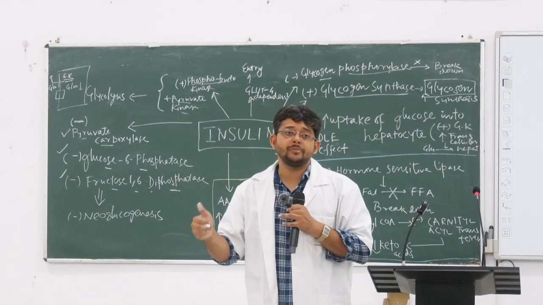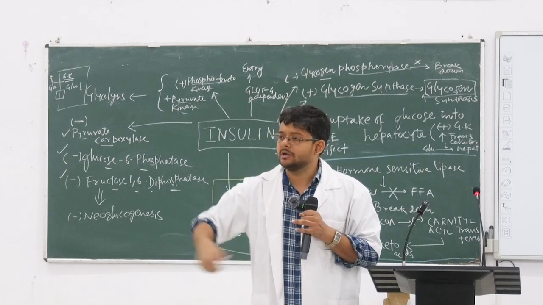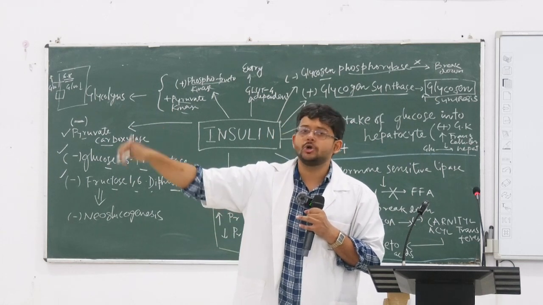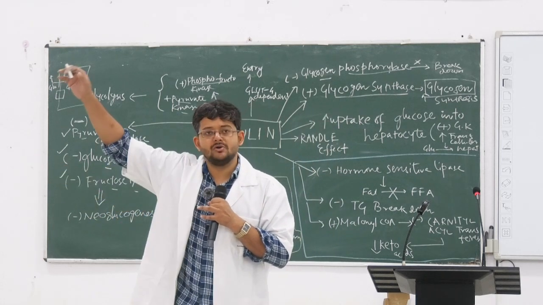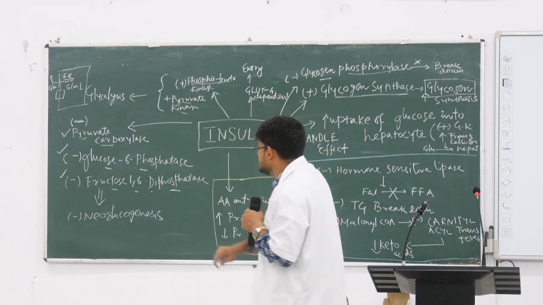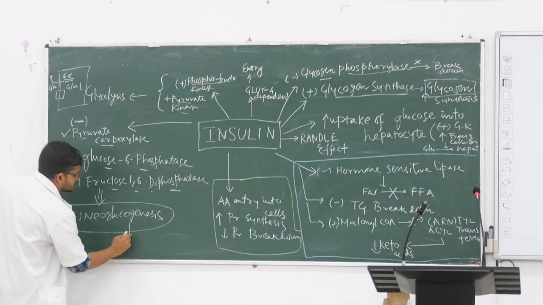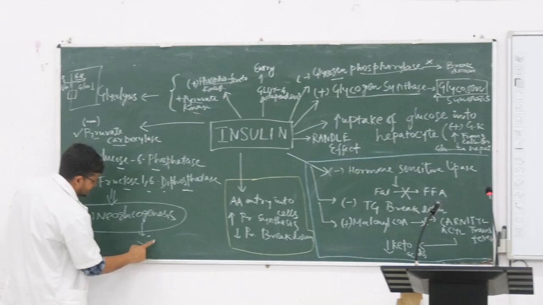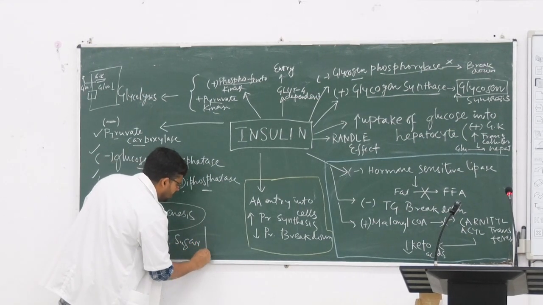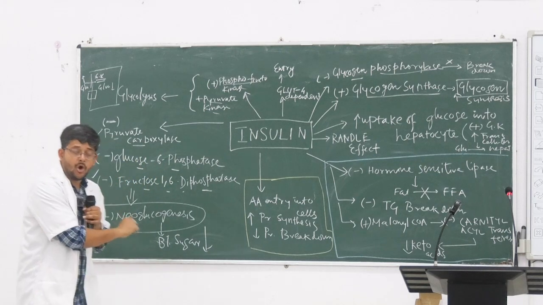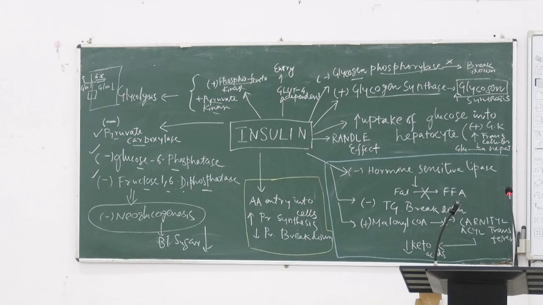If that keeps on happening, blood glucose will go up because ultimately a time will come, the liver will continue the output of glucose. That means glucose from the liver will go into the circulation, and blood glucose will go up. So if we can block that process of neoglucogenesis, blood sugar level will go down.